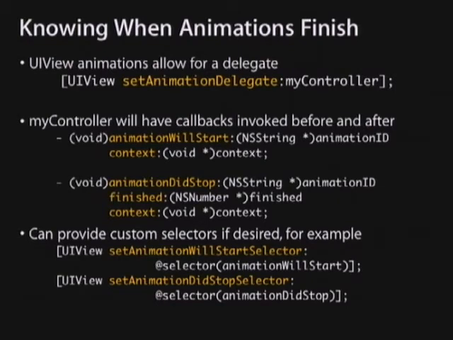And then you implement 2 functions: animation will start with the context, and animation did stop with a finished parameter. Finished is a Boolean that'll tell you if it got canceled or if it succeeded. And then context is what you get passed in when you began the animation. And then you tell the view which selector you want to be called for starting and stopping. So this is an easy way to be told when something starts and finishes.